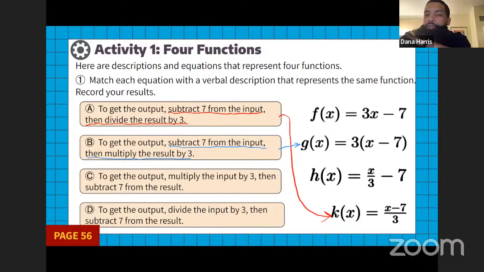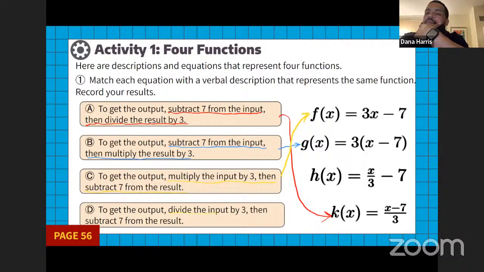C, to get the output, multiply the input by 3, then subtract 7 from the result. Okay, so we multiply, then subtract, that's going to be f of x. So multiply the first one by 3. And now that leaves us with this one.